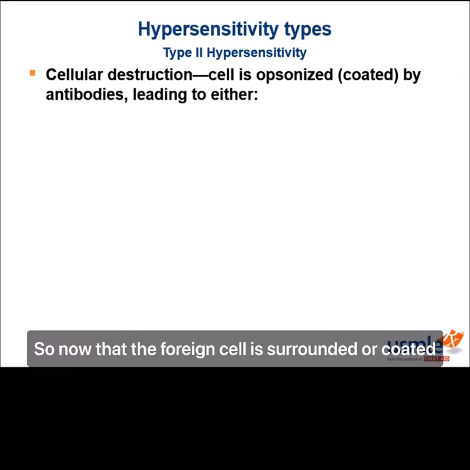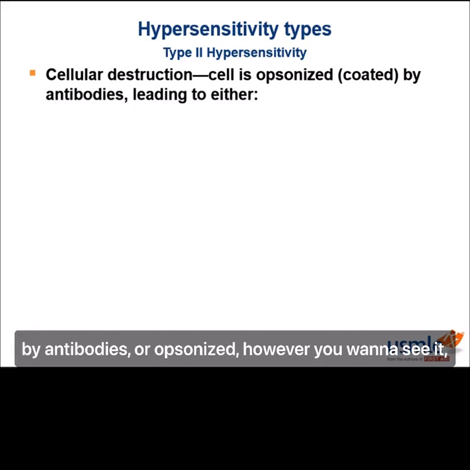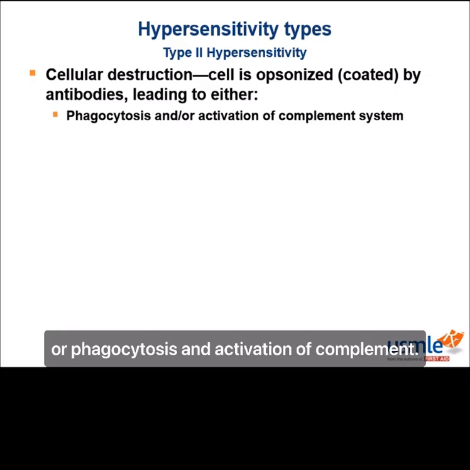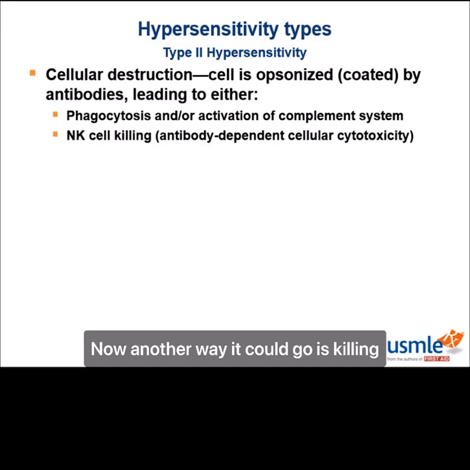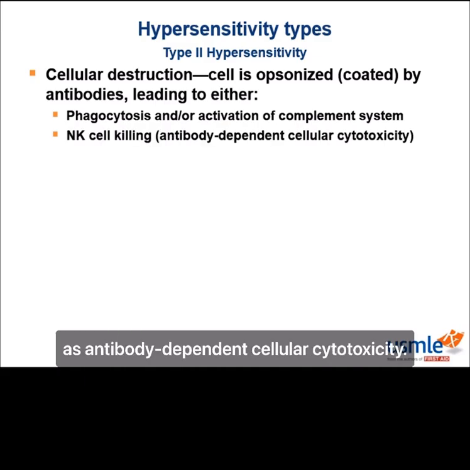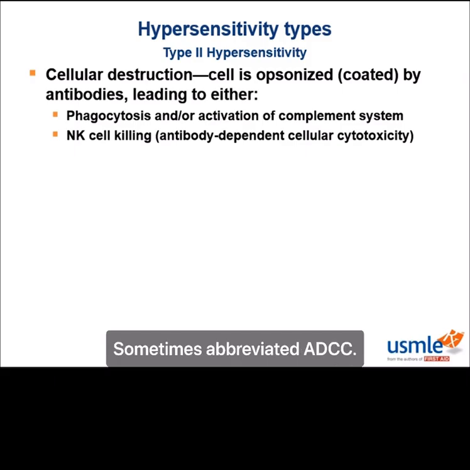So now that the foreign cell is surrounded or coated by antibodies, or opsonized, however you want to see it, 2 things can happen. First, it can lead to either just phagocytosis or phagocytosis and activation of complement. Now, another way it could go is killing by natural killer cells, and this mechanism is known as antibody-dependent cellular cytotoxicity, sometimes abbreviated ADCC. Let's talk about a few clinical examples.